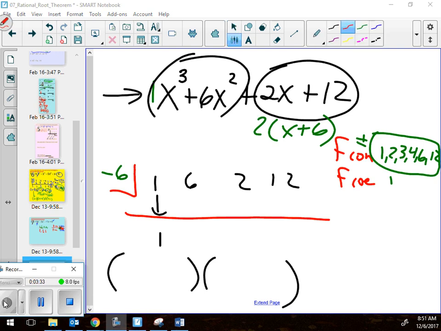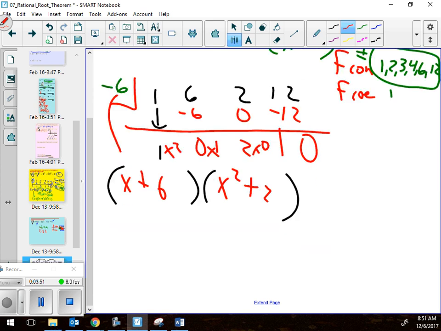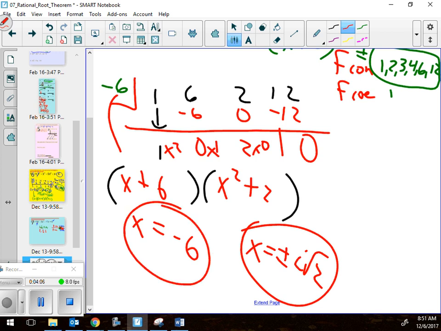So, 1 times negative 6, add them 0, multiply them 0, add them 2, multiply them negative 12. It worked! You should have said x plus 6, and you should have said that's the x to the zeros, x to the 1s, x to the 2s, x squared plus 2, and then this part comes out imaginary, and you get x equals plus and minus i root 2. How many of you got that perfect? And x equals negative 6. So, yes, there is 3. 1, 2, plus 1 more. That makes 3. Question?